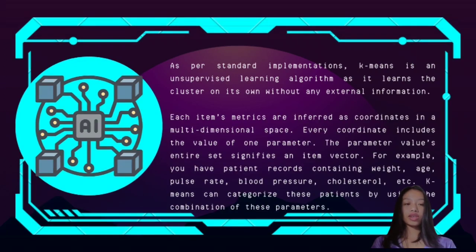As per standard implementations, K-means is an unsupervised learning algorithm as it learns the cluster on its own without any external information. Each item's metrics are inferred as coordinates in a multidimensional space. Every coordinate includes the value of one parameter. The parameter value's entire set signifies an item vector. For example, you may have patient records containing weight, age, pulse rate, blood pressure, cholesterol, etc. K-means can categorize these patients by using a combination of these parameters.